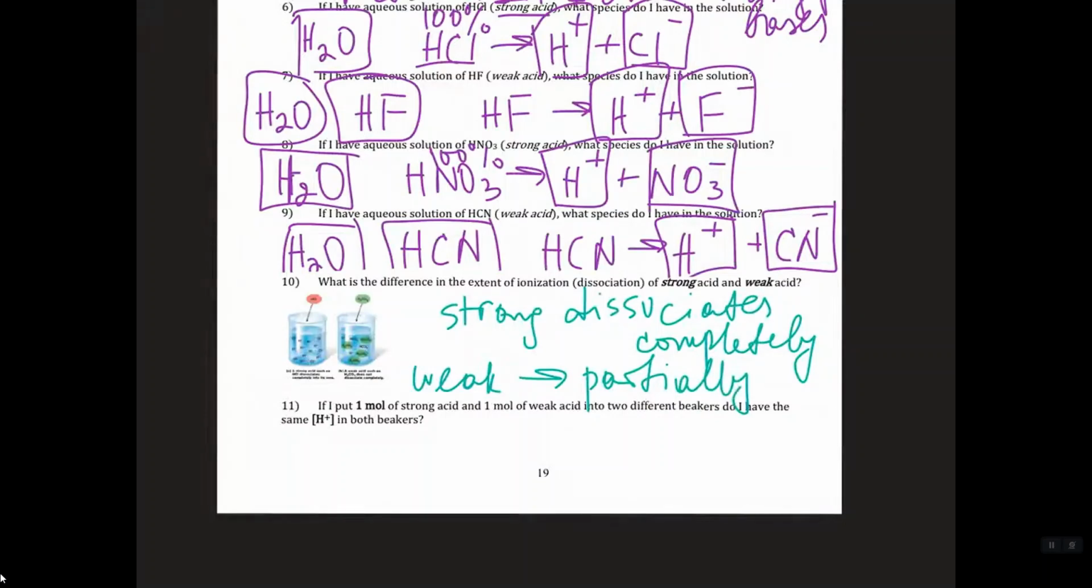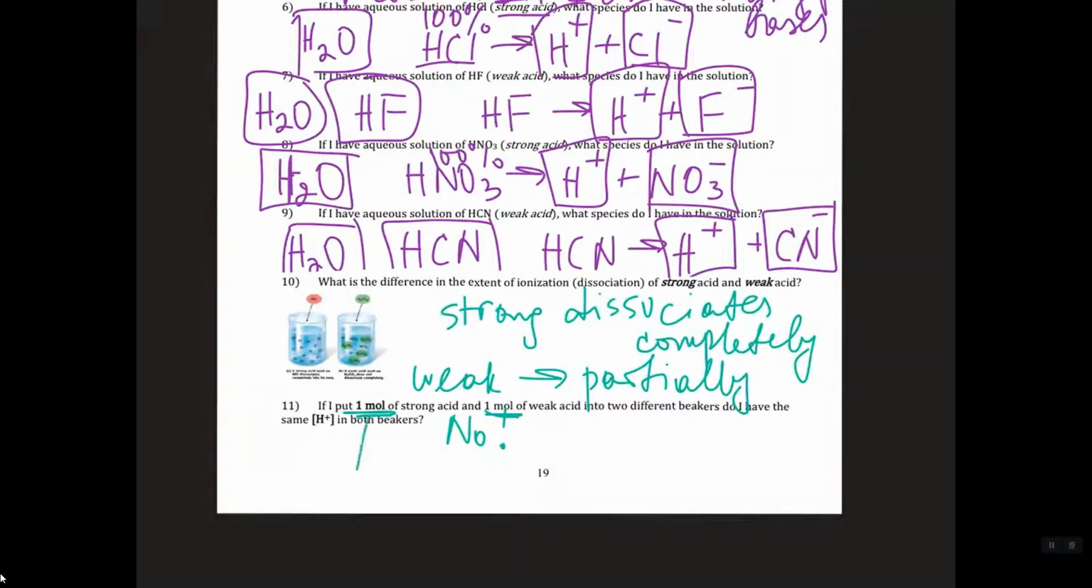Next question, if I put 1 mole of strong acid and 1 mole of weak acid into 2 different beakers, do I have the same hydrogen ion concentration? Concentration is usually indicated by square brackets. Do I have the same hydrogen ion concentration in both beakers? The answer would be no. The reason is that I'm putting the same amount, 1 mole, of molecules, right? Mole is how many molecules. I'm putting the same number of molecules of strong and weak acid.